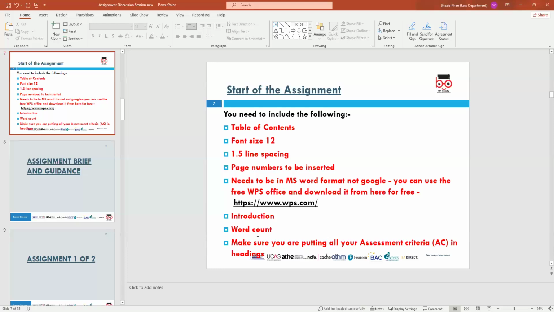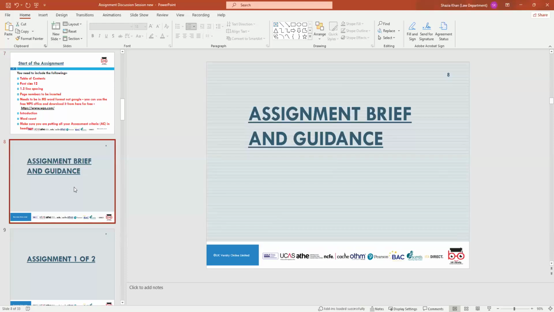For this assignment, it's 2 different word counts, because it's assignment 1 and assignment 2. So make sure you submit them properly. Make sure you're putting all the assessment criteria in the headings and not changing the wordings of that. So, assignment brief and guidance.